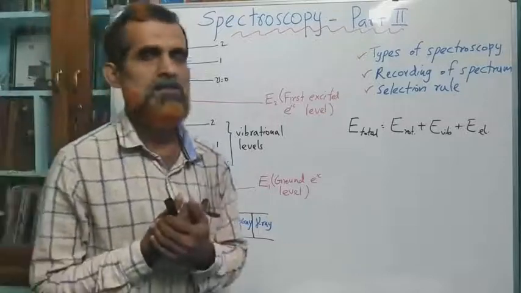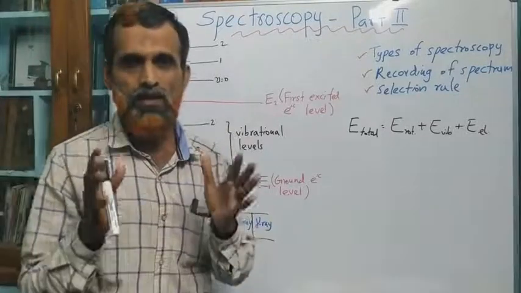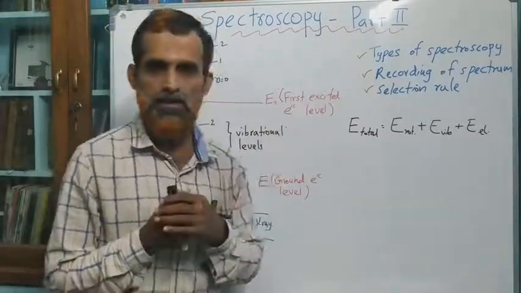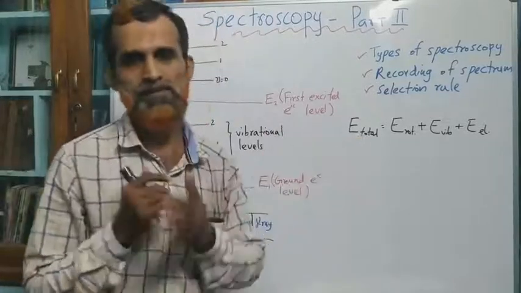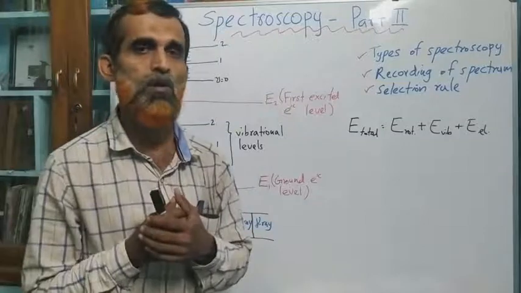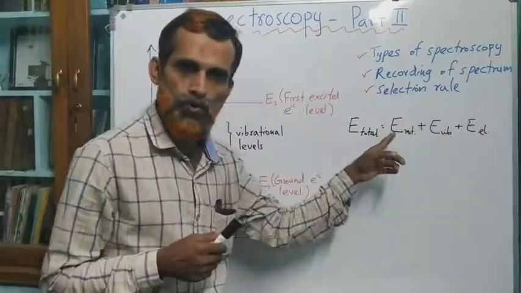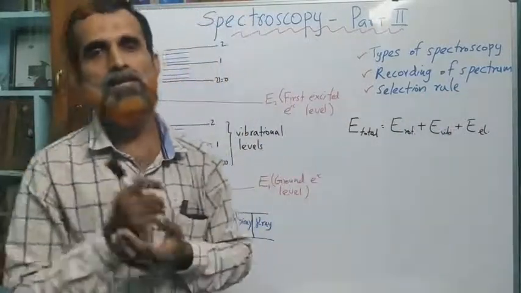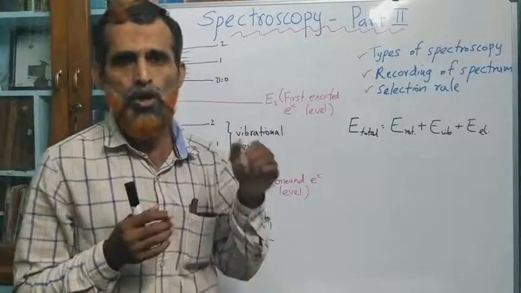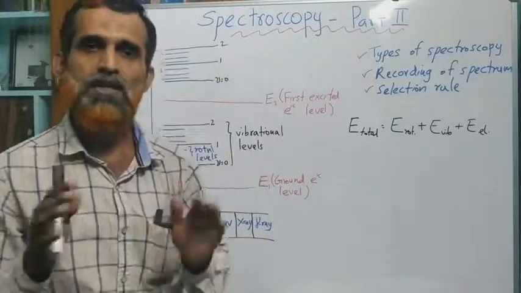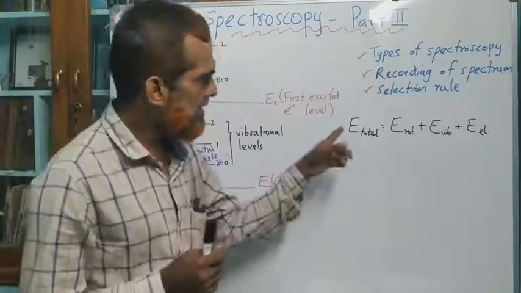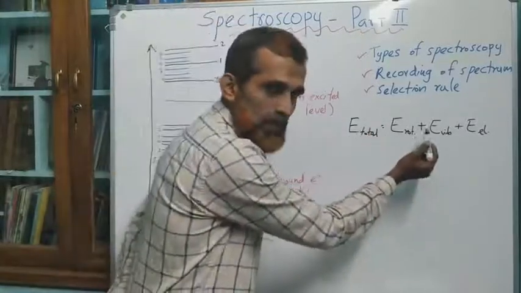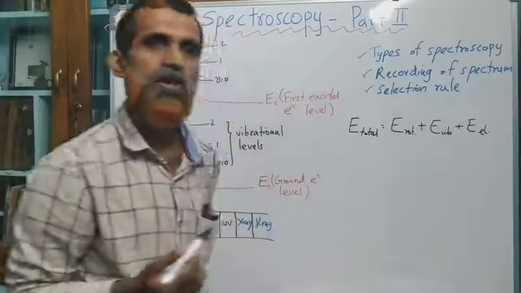In the previous class we learned that the total energy of a molecule in gaseous state is equal to the sum of various energy components according to Born-Oppenheimer approximation that include rotation energy, vibration energy, electronic energy as well as translational energy. But being not quantized, translational energy is neglected and the equation reduces to total energy is equal to rotation energy plus vibration energy plus electronic energy.